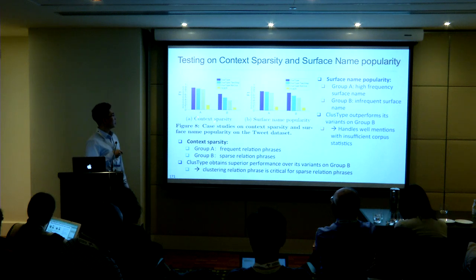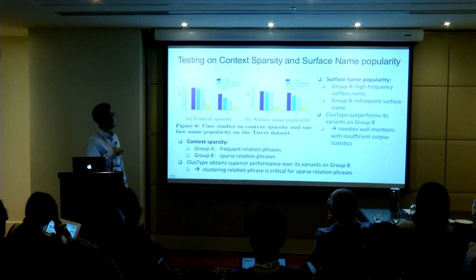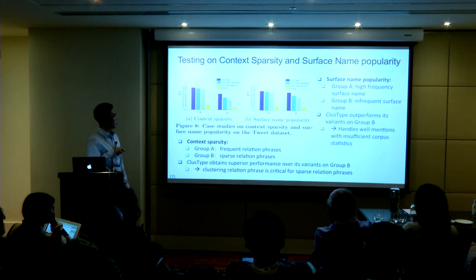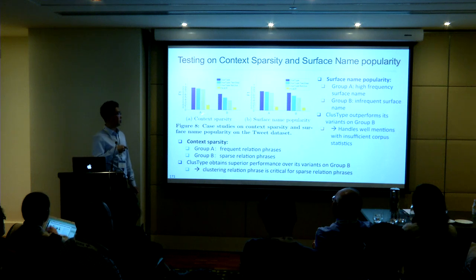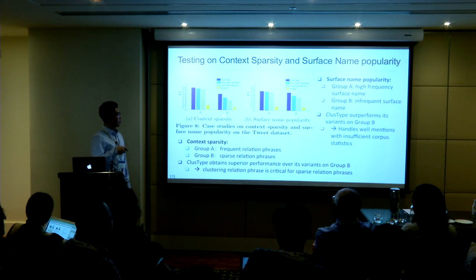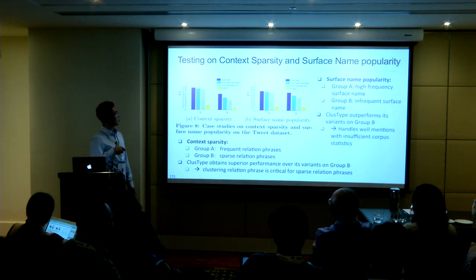The first one is to have a moderately frequent contextual pattern. So then the context sparsity is not severe there, versus group B, where the entity phrases are always occurring with some infrequent relation phrases. Without doing any relation phrase clustering, as you can see from these two baselines, they underperform pretty much.